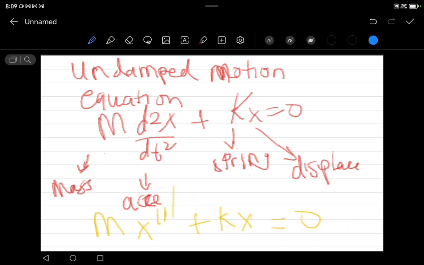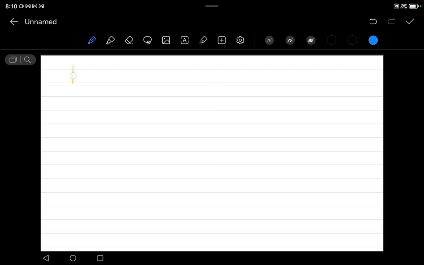So I was saying m d squared x over dt squared plus kx equals 0. We can also write it as mx prime prime plus kx, and the x prime prime shows that it's a second derivative. And then from this equation, mx prime prime plus kx equals 0, we can also get an angular velocity. So angular velocity is equal to the square root of k over m. This is angular velocity.